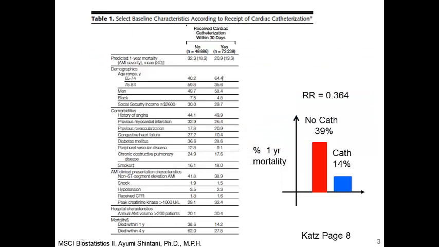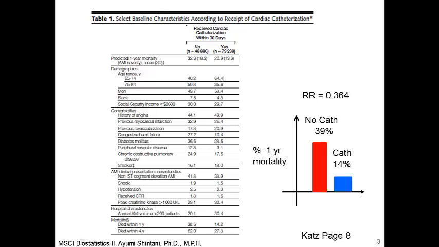Okay, and this is the result of this study. The 1 year mortality among patients without catheter was 39%, and 1 year mortality among patients who received catheter was 14%. So if you directly compute the ratio between these two percentages, that becomes 0.364, which is a relative risk. Given this, you may conclude there is a 63% reduction in risk of death by using a catheter compared to not using a catheter. And then, can you finish your analysis?